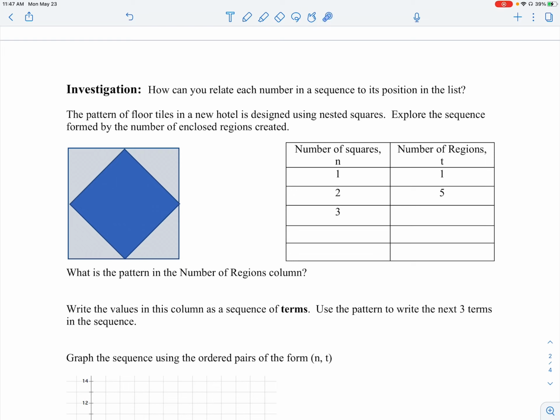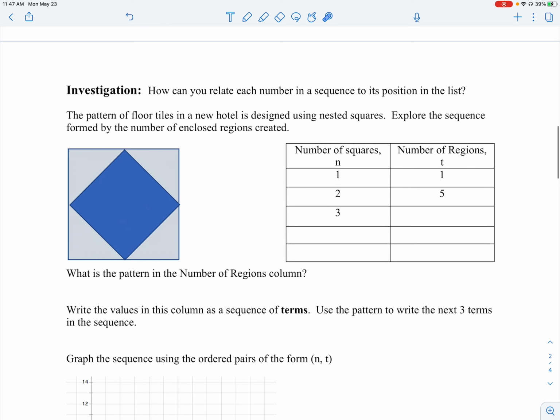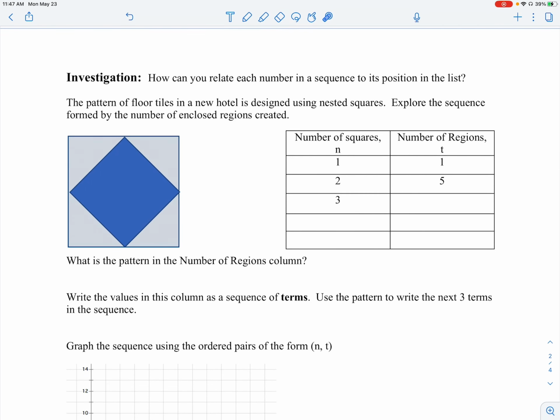In this video, we're going to perform the investigation. This is actually the investigation from page 354. You don't need to go to your textbooks though, because we have everything in this handout that we need. Feel free to pause the video and complete this on your own, and then come back and watch the video to check your answers.